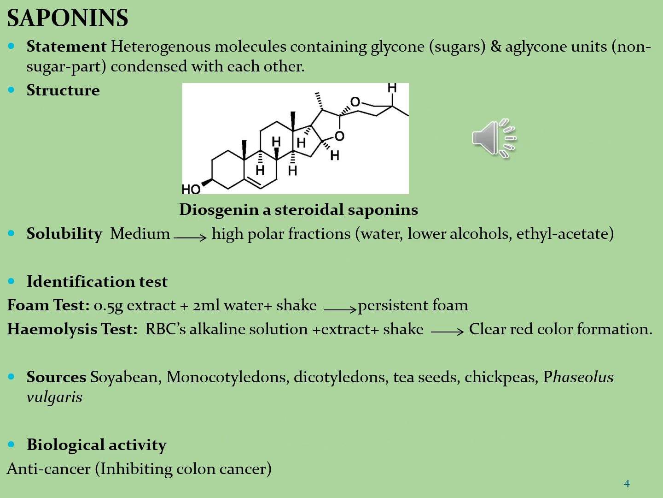Let's see what are saponins. Saponins are the heterogeneous molecules containing glycone, that is called sugar part, and aglycone, that is called non-sugar part. So these two units are linked with each other and generally known as the saponin molecules. In the structure you can see over here, the sugar moiety is linked with the steroid moiety, and this molecule is called the steroidal saponins. The name of this molecule is diosgenin.